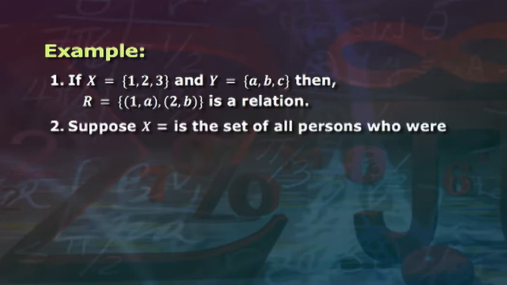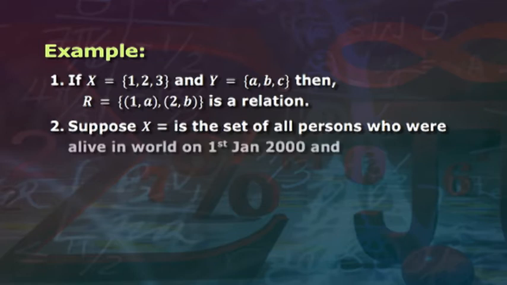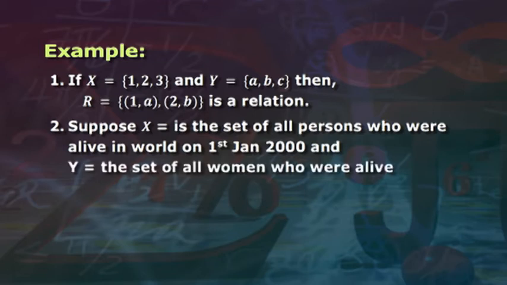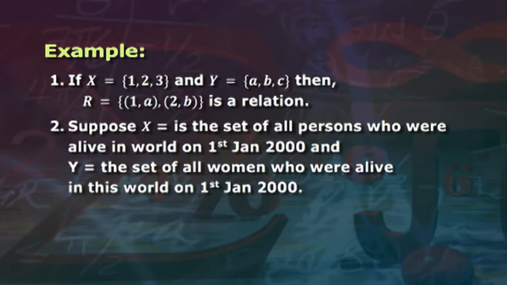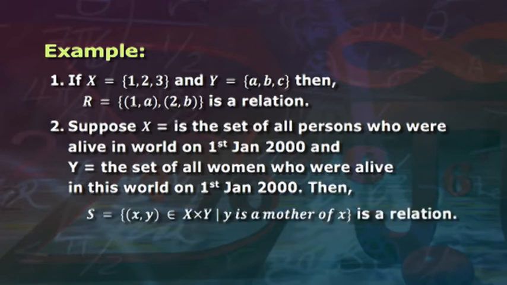2. Suppose X is the set of all persons who were alive in the world on 1st January 2000 and Y is the set of all women who were alive in this world on 1st January 2000. Then S equal to the set of ordered pairs (x, y) in X cross Y such that y is a mother of x is a relation.